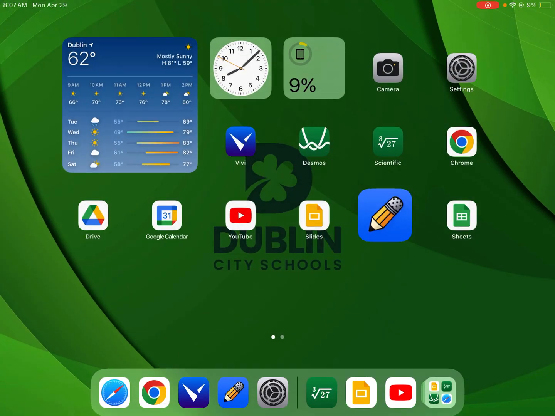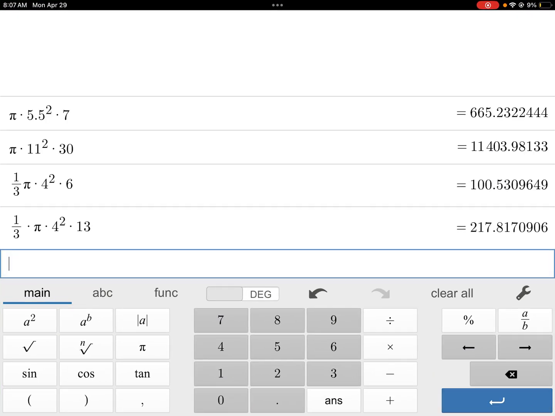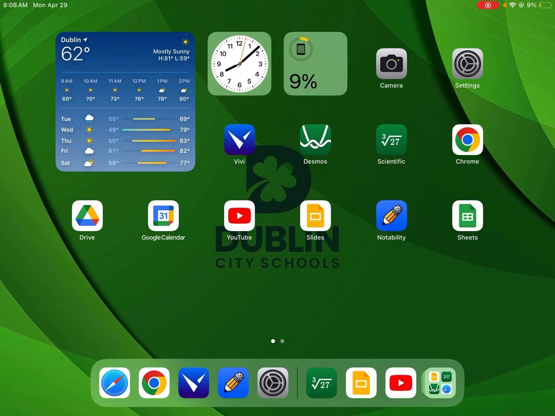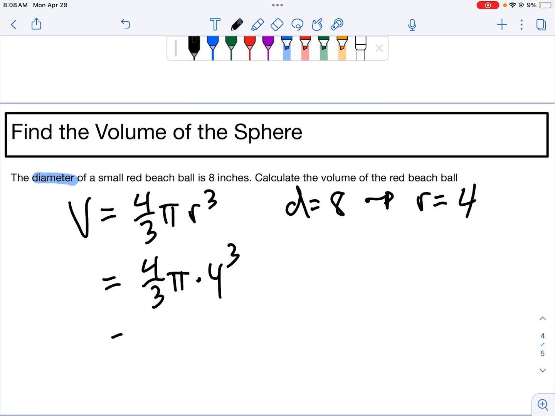So let's open up our calculator and do that. 4/3 times pi times radius cubed. 268.08. Here we are in inches cubed.